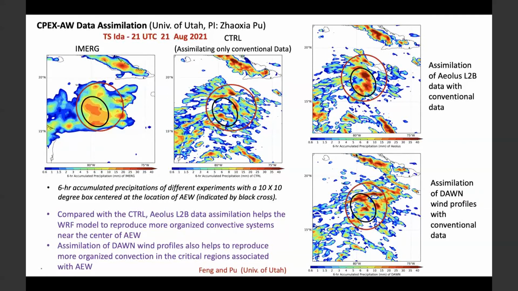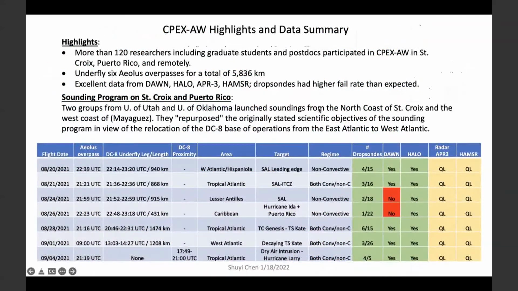All of this work has been ongoing, and it's at a very early stage of looking at the field campaign. So I'm rushing through this just to quickly give you a few highlights to summarize. And obviously you can ignore our data summary. This is something I put here for our team to remind ourselves. In the highlights, more than 120 researchers, including many graduate students and postdocs, participated both remotely and in St. Croix, Puerto Rico, and so on.